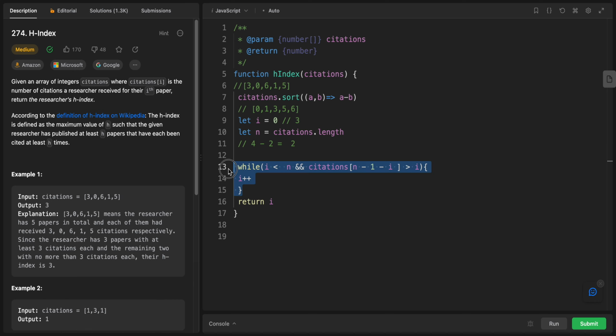When we do this one, the last one, okay, is I smaller than n? Yup. I is 3 and n is 5. If citation of n minus 1 minus I is bigger than I, let's see. 4 minus 3 is 1, and the value at index 1 is 1, so 1 bigger than 3? No, this is not true, so this while loop ends and we return I. So I is 3, and that's it.